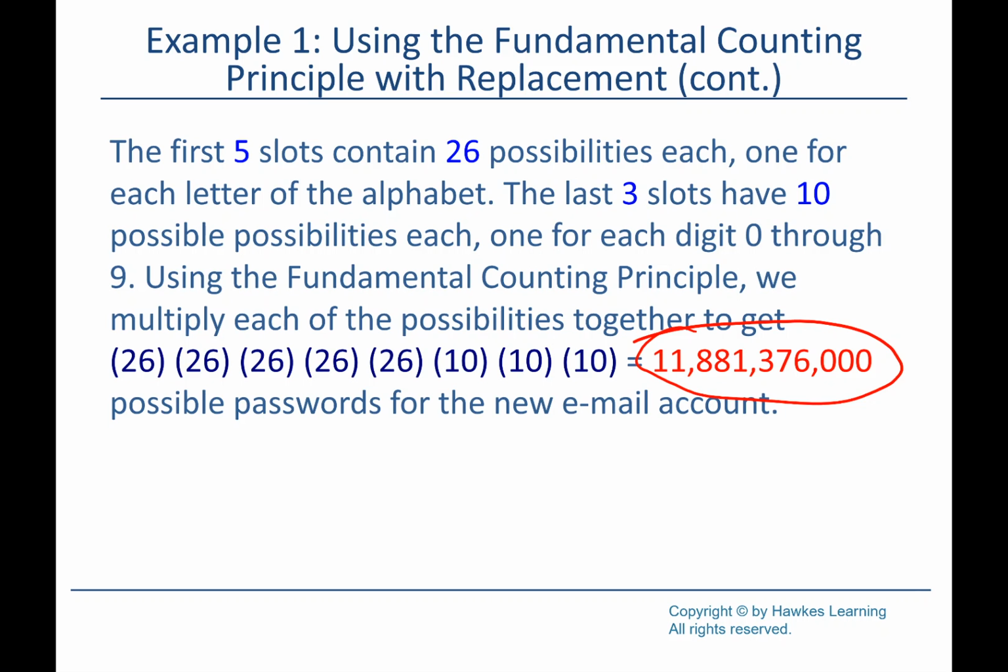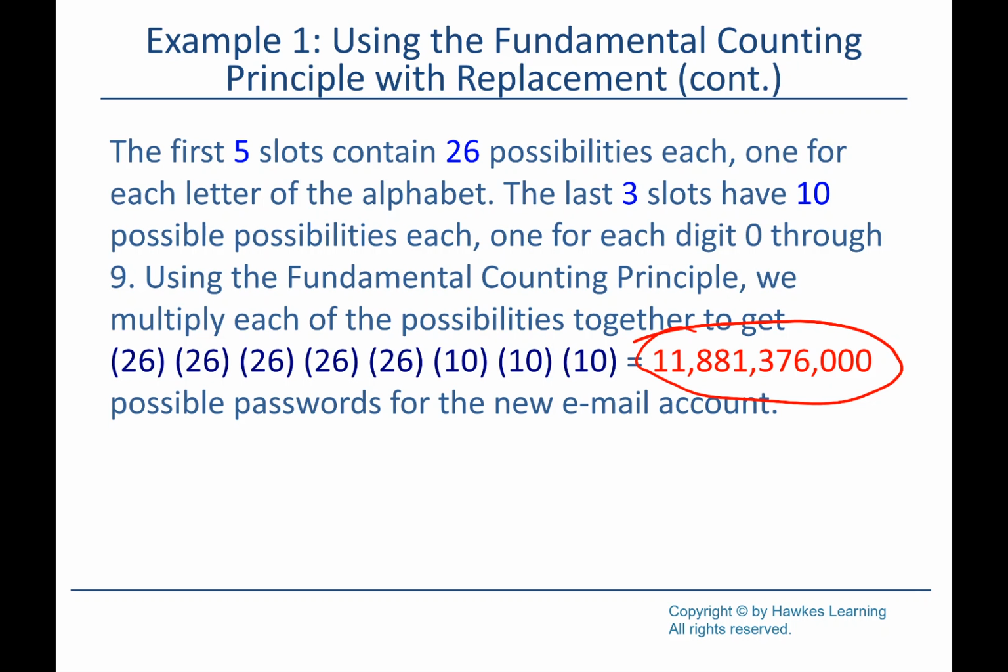Your calculator probably did the same thing. Mine gave me 1.188137 times 10 to the 10th power. I put it in scientific notation. Did you have any idea it was going to be that big of a number? You didn't think about it? Okay.